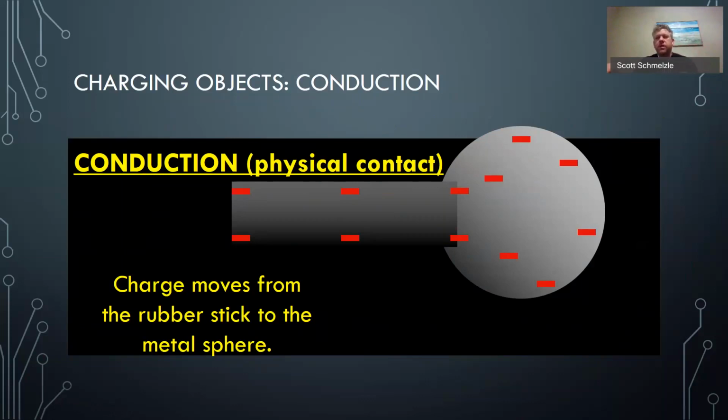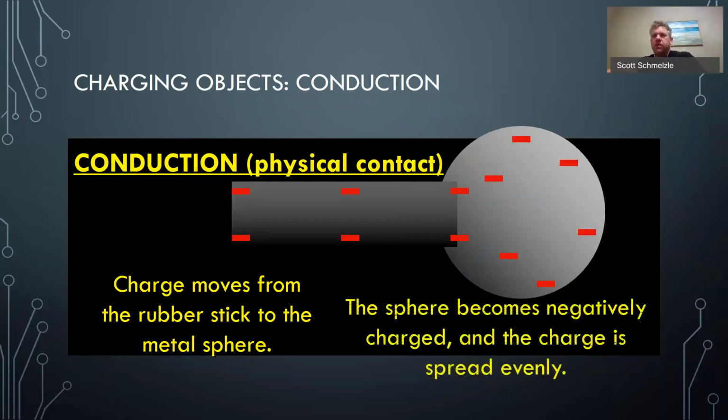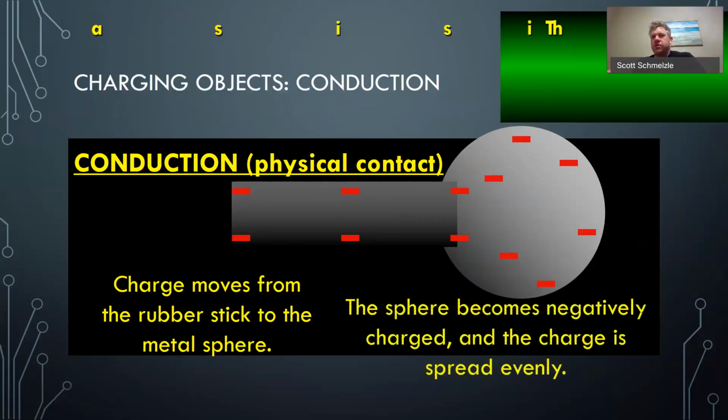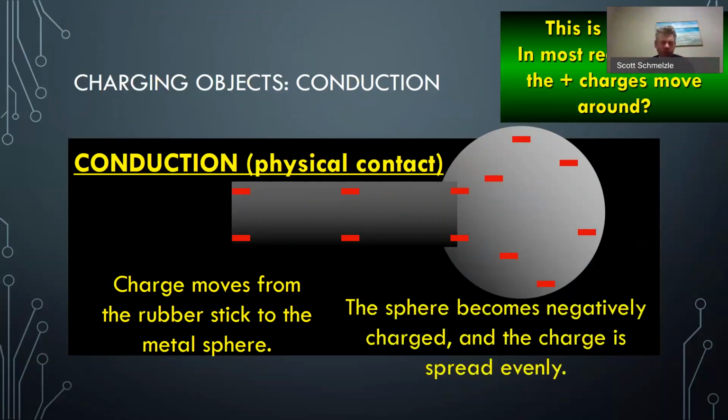Right? It's going to go from an area of high charge, where this bit is, to low charge, where that is, meaning that there's a high bit of negative charge on the rubber because we use friction to get it charged up. We touch it to the metal sphere. Now, guess what? It takes it and it adds to it. The sphere becomes negatively charged and the charge is spread evenly. Again, this is a model. We're not going to see all of this in the real world. Okay. In most real objects, the positive portion of these, like the nuclei, don't move around.